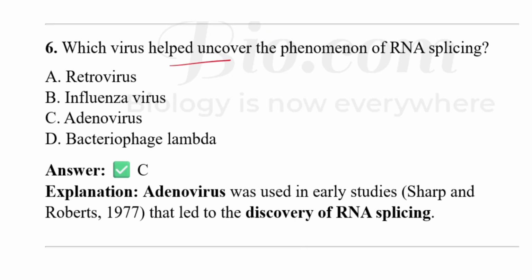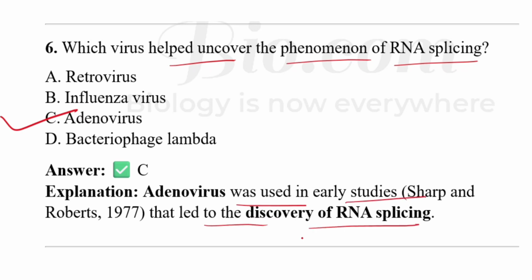Now next part. Which virus helped uncover the phenomenon of RNA splicing? Through which of the following have we unraveled the mechanism of RNA splicing? It is just because of the adenoviruses. Adenoviruses were used in early studies and they led to the discovery of RNA splicing. So please note it down in your notebook. All these questions are very, very important.